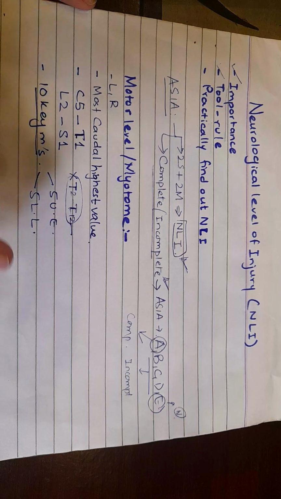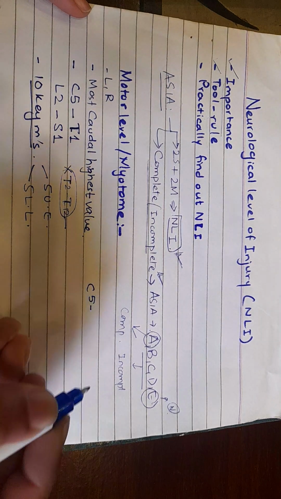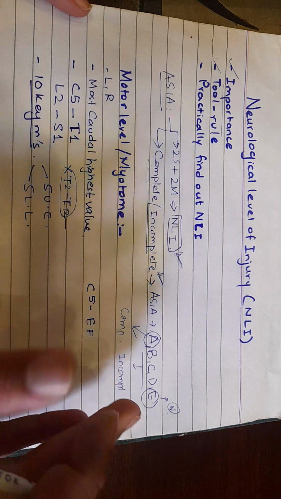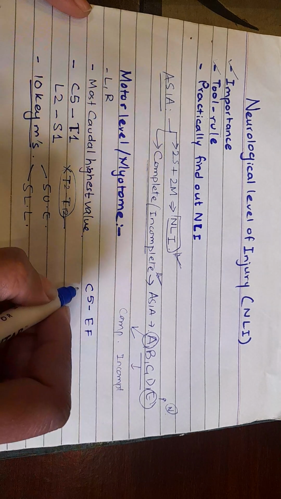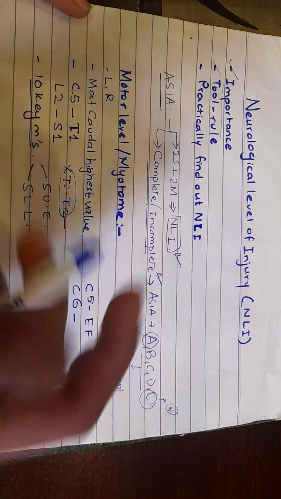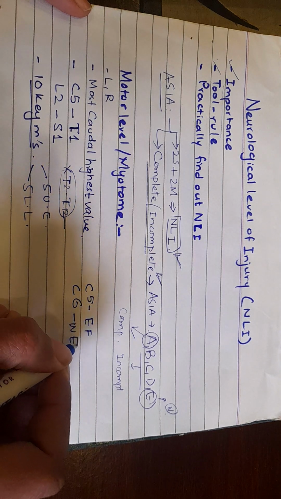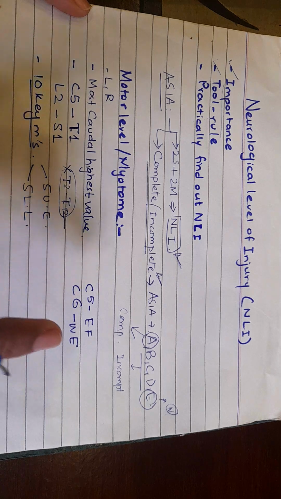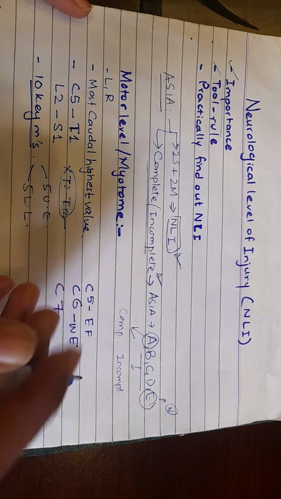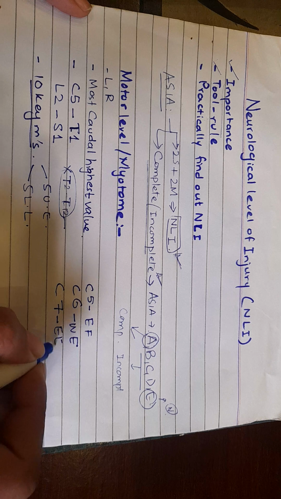Now let's talk about what those 5 muscles are. As you know, C5 is responsible for elbow flexion, so here we have muscles like the biceps brachii. Then C6 is responsible for wrist extension, so here we have the muscle extensor carpi radialis longus. Now C7 is responsible for elbow extension, so here we have the triceps.